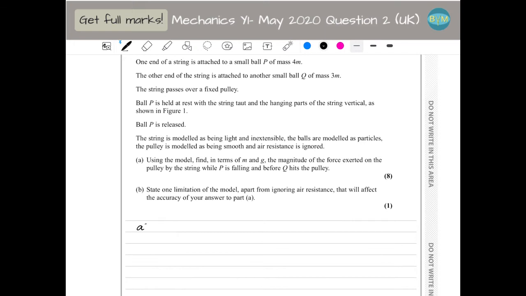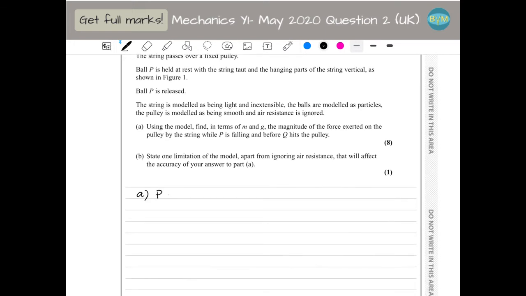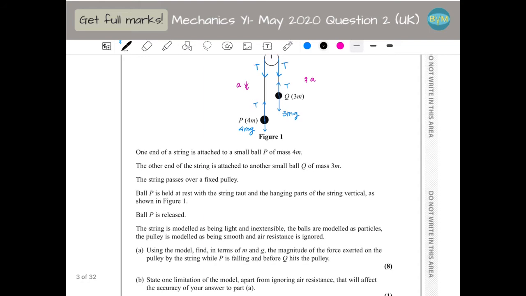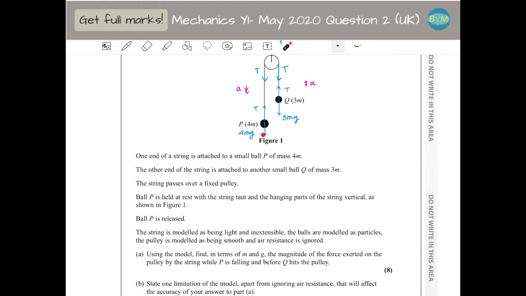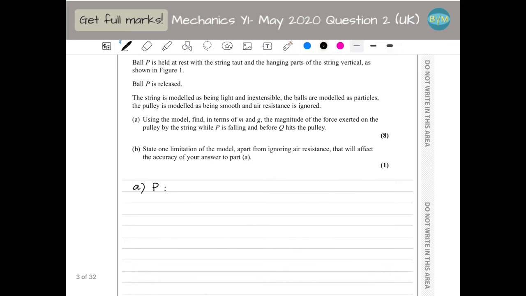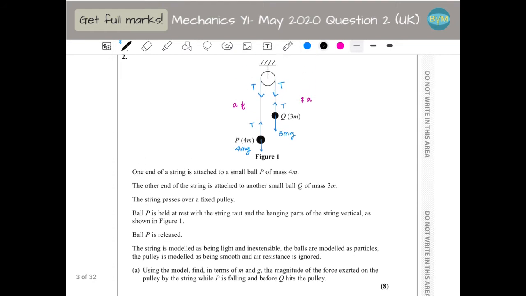I'm going to write the equation of motion for P first. We say P is going down, so this force is greater than this one. So it's 4mg minus T equals mass times acceleration. Remember, I'm applying that force is mass times acceleration. The resultant force is 4mg pointing down minus the tension pointing up, which is going to be the mass of the particle, 4m, times the acceleration a. And for Q, I'm going to do the same, but Q is moving up.